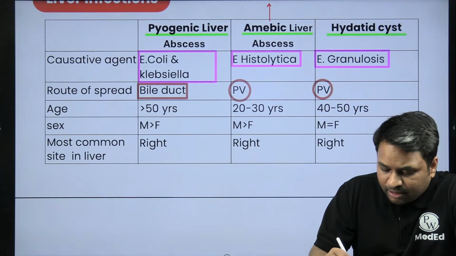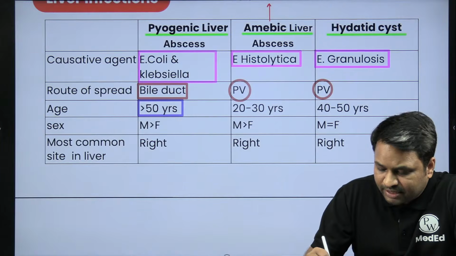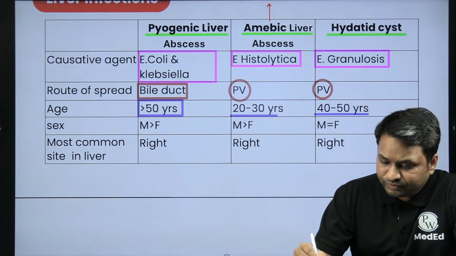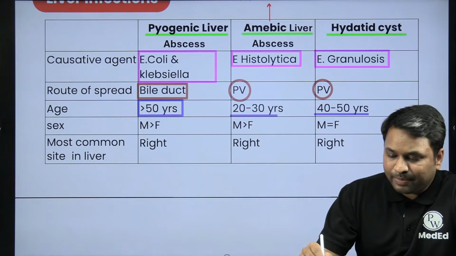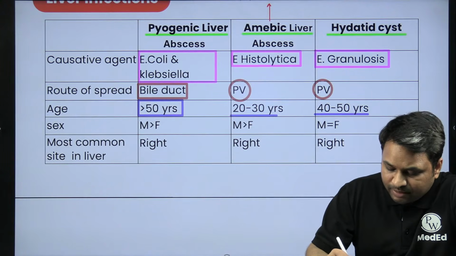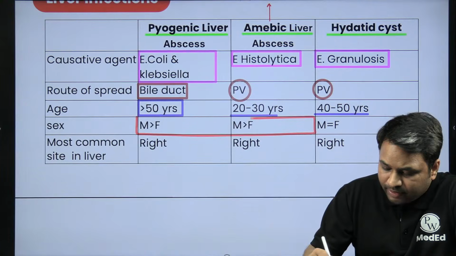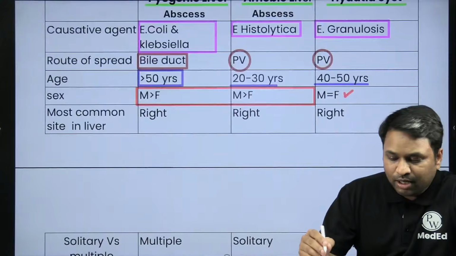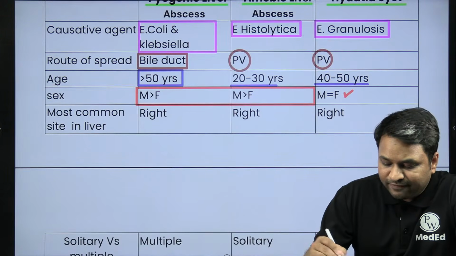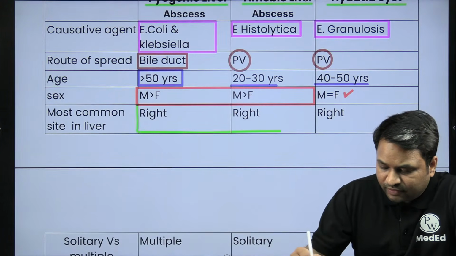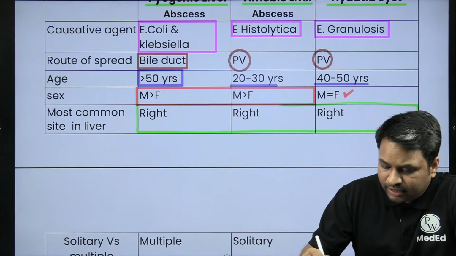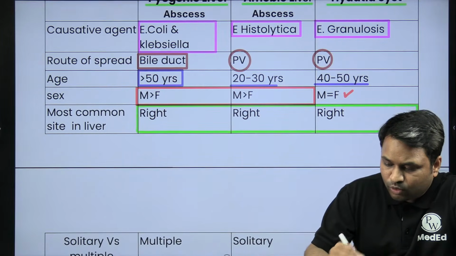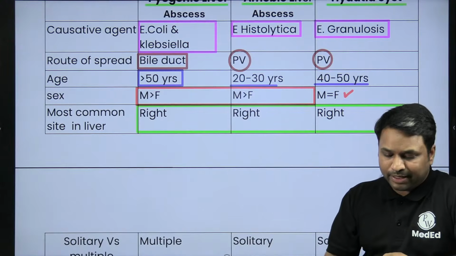Of all these, remember, pyogenic liver abscess is seen in elderly patients. The rest, both of them, are seen in a relatively younger age group. Both pyogenic and amoebic liver abscesses are more common in males. But the hydatid cyst is equally seen in males as well as females. We don't know why, but all infectious disorders of the liver are more common on the right side when compared to the left.